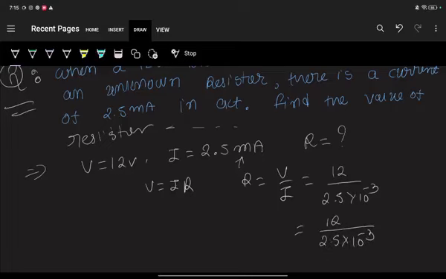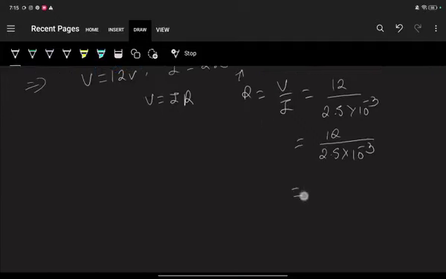What is 12 by 2.5? It is 4.8. And this 10 raised to minus 3 will go to the numerator. So this is simply 4800. This will be the answer.